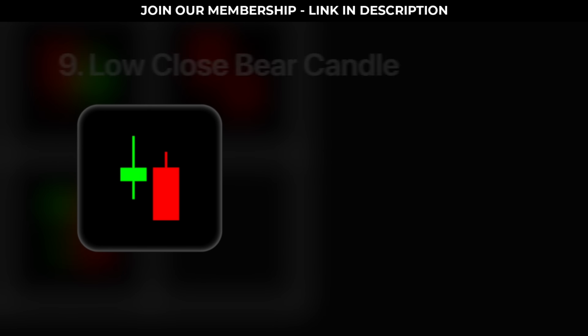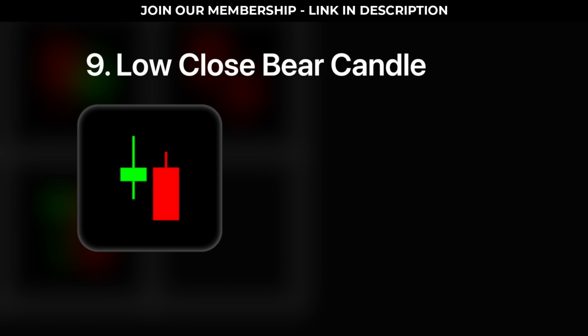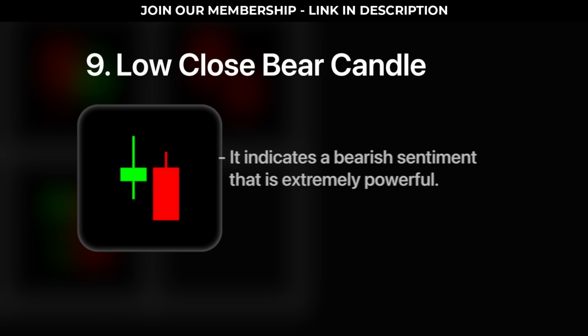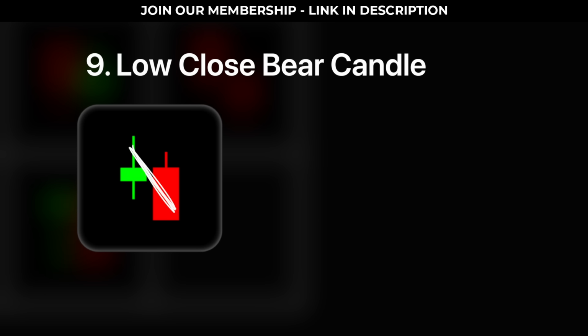Number 9. Low close bear candle. This is the most bearish pattern. It can be identified by a candle that closes below the previous candle range and in the lower third of the current candle range. This indicates that there is a bearish sentiment in the market, and it is really powerful. The sellers are overcoming every buy order to close the prices near its lows.